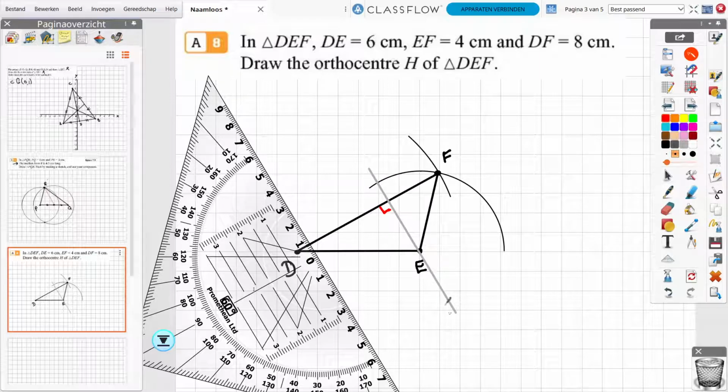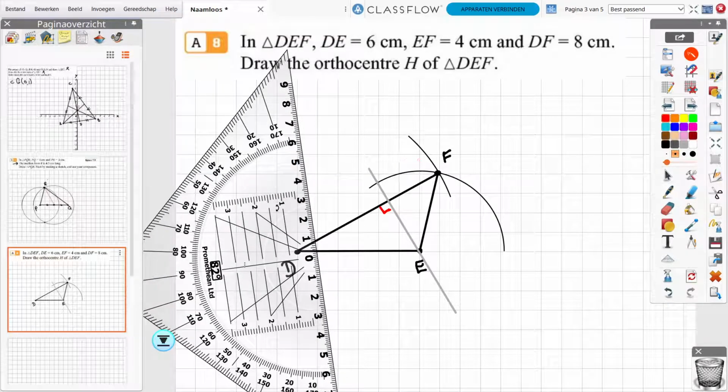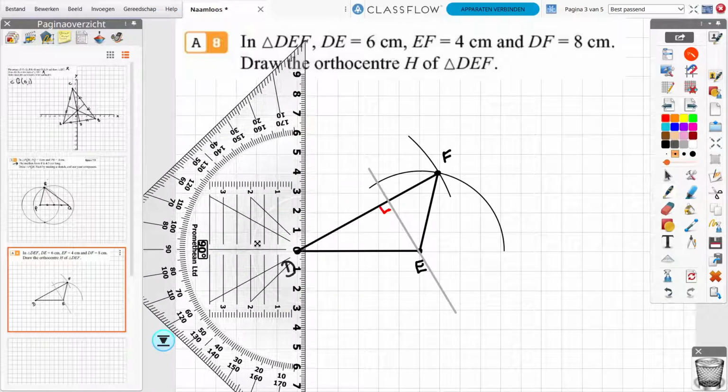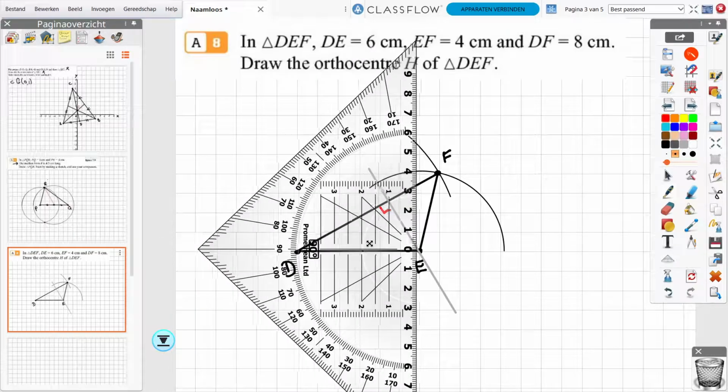And it goes outside here, and maybe you think, sir, why am I drawing it outside of my triangle? Well, because of my experience, I already see that the orthocenter of this triangle will be outside of the triangle. Why? Let's take a look. Now I'm going to try and find the altitude from point F, which means I should be perpendicular on DE. So I've aligned my protractor in such a way that now aligns.